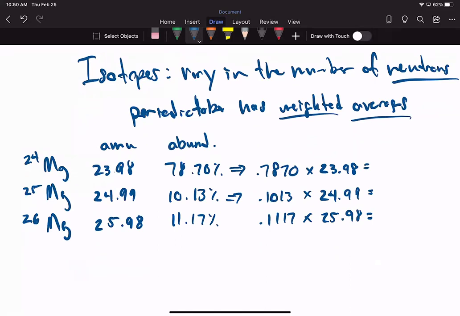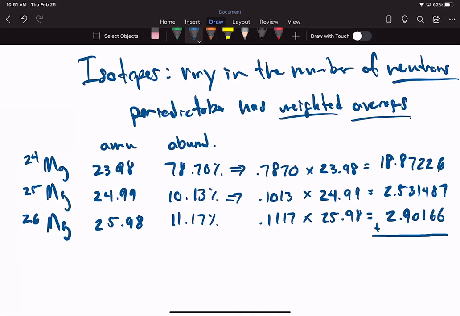So the first one is 18.87. Keep going. You want more decimals or all of it? 226. Okay, the next one. 2.531487. And the last one. 2.901966. All right, so now to get the weighted average, because we took the percent abundance into account, we're simply just going to add all of those together, and we're going to be 2 past the decimal.